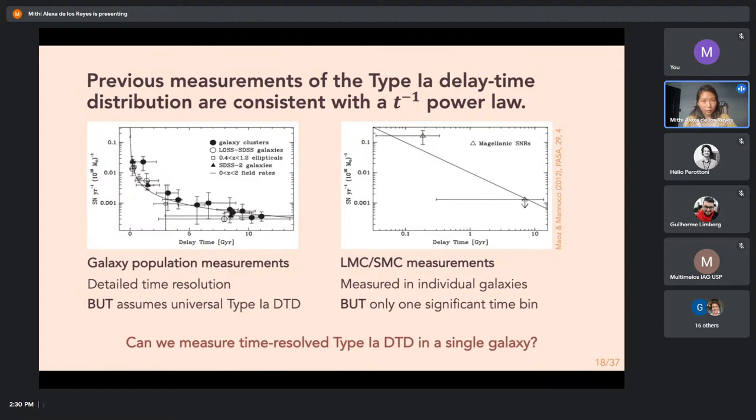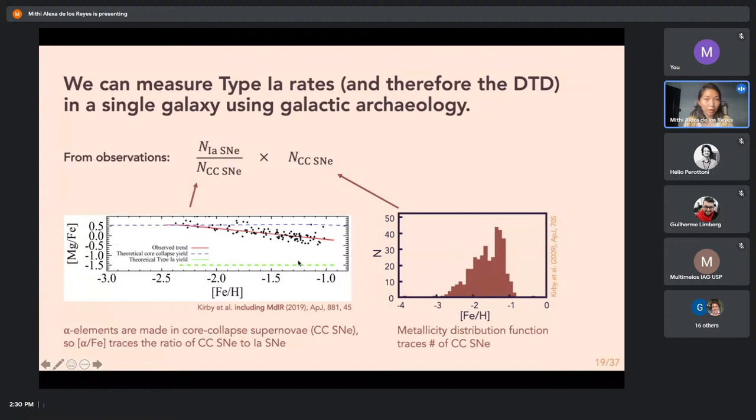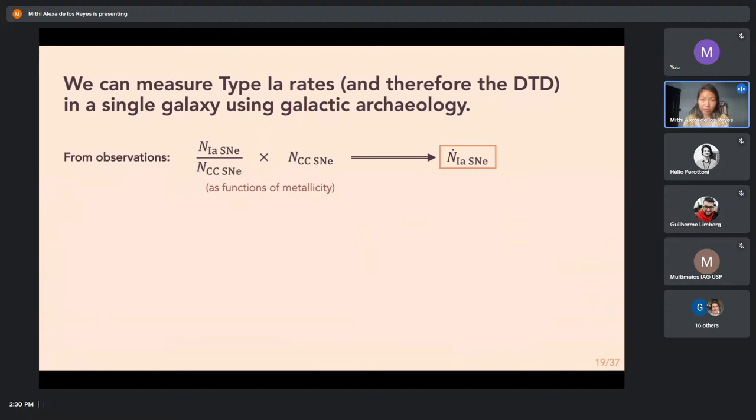And we think we can do that using galactic archaeology. If we go back to our former observation of the magnesium over iron ratio, remember we said that magnesium is an alpha element, and so this ratio traces the ratio of core collapse to type 1a supernovae. If we make some assumptions, we can get a number ratio of type 1a supernovae to core collapse supernovae as a function of time, in this case, metallicity. So if we multiply this by the number of core collapse supernovae as a function of metallicity, then we get the number of type 1a supernovae as a function of time.